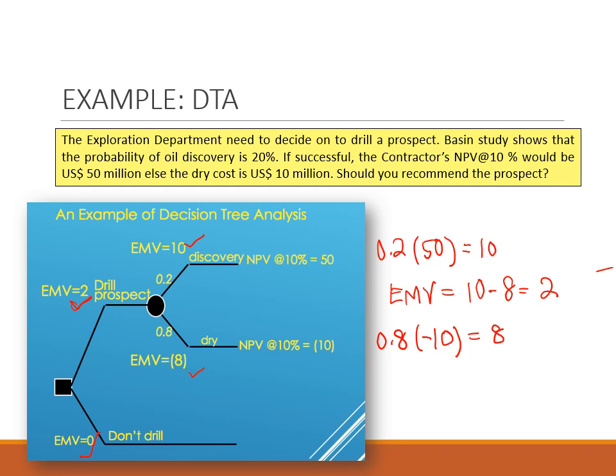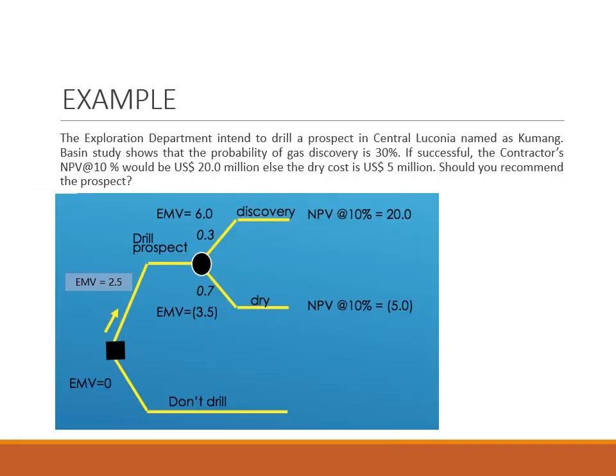Okay. Another example, the exploration department intends to drill a prospect in central Laconia named Kumang. So the basin study shows that the probability of gas discovery is 30%, and if successful, the contractor's NPV would be 20 million, or else the dry cost is 5 million. So you recommend the prospect.